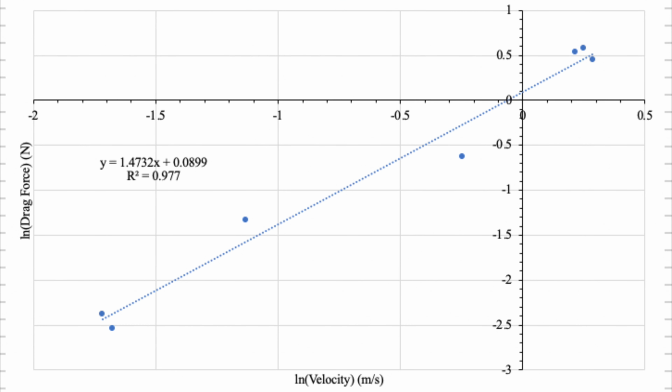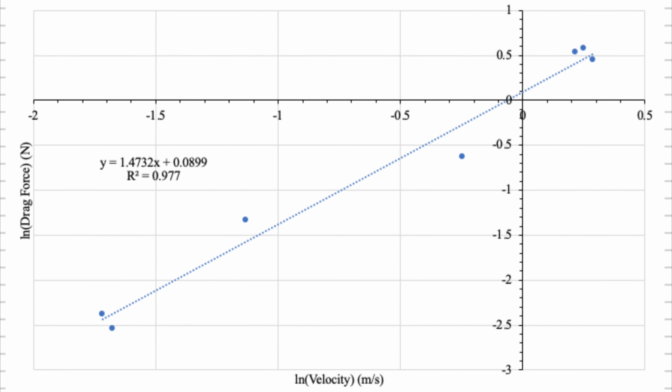Given the results graphs that we have, we were able to use these in order to determine the relationship between the velocity and the drag force. And in order to do this, we used the natural log of these values, and then we graphed them. When we did so, we got a slope of 1.4732, which represents the power of the relationship between the velocity and the drag force.